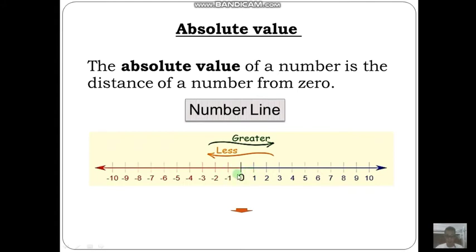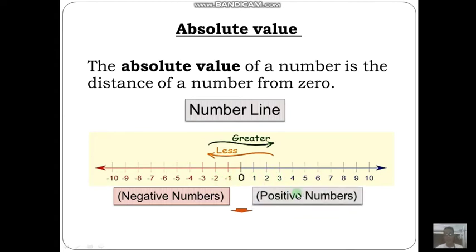So this number line consists of two opposite numbers. We have here at the left side of 0, negative numbers. So meaning to say, if you move to the left from 0, the numbers become smaller. Then at the right side of 0, this is what we call positive numbers. So if you go to the right side of 0, the numbers become bigger.